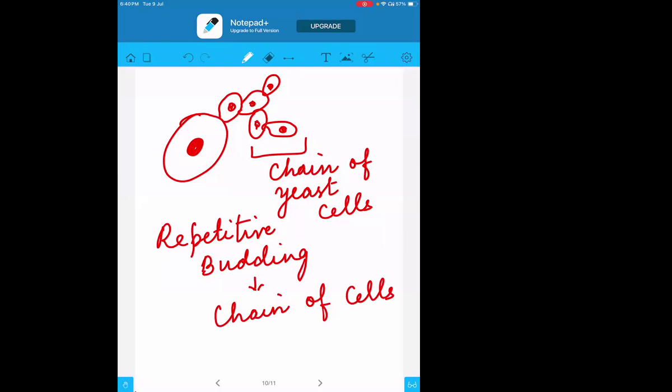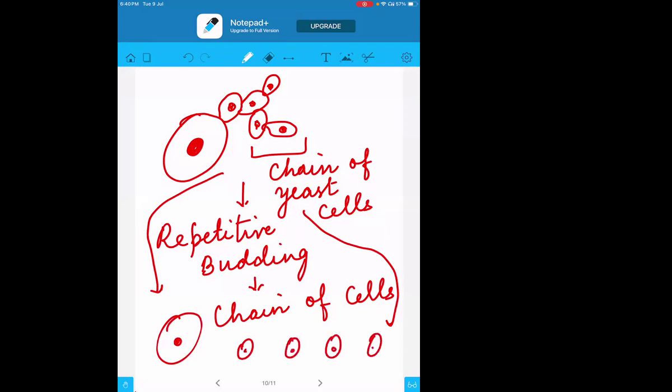And now when the conditions become favorable, the whole of this will get segregated like this. Whatever buds were there on the body of the parent cell will now become individual daughter cells. This only happens when they keep on dividing continuously without a break.